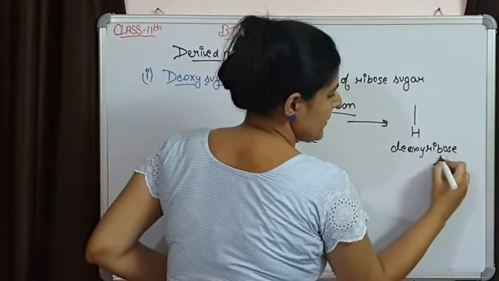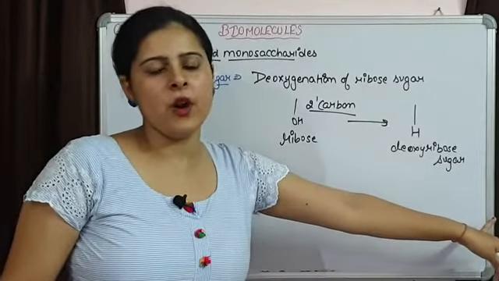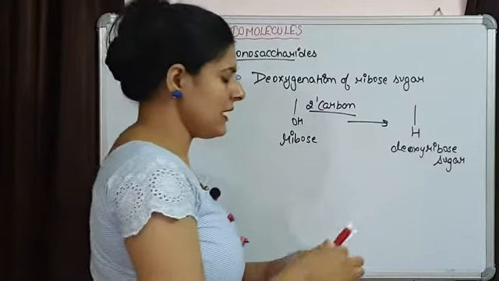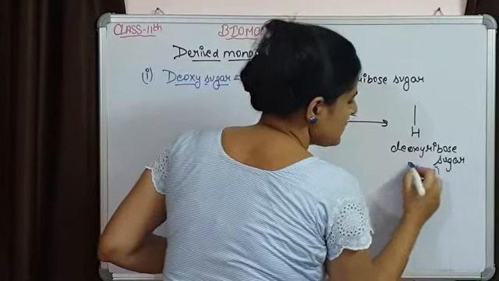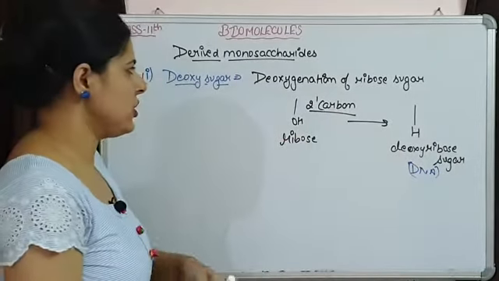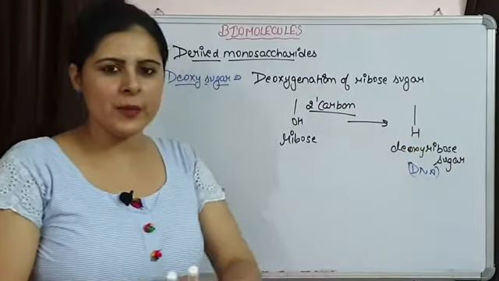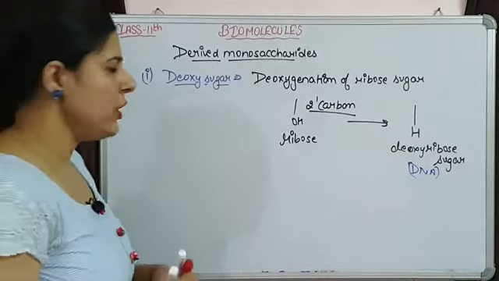deoxyribose sugar. And this deoxyribose sugar is an important component of our nucleic acid, that is DNA. So DNA has this deoxyribose sugar that is formed by deoxygenation, removal of oxygen from the ribose sugar. At which carbon? At the second carbon. This is simply how it is formed.